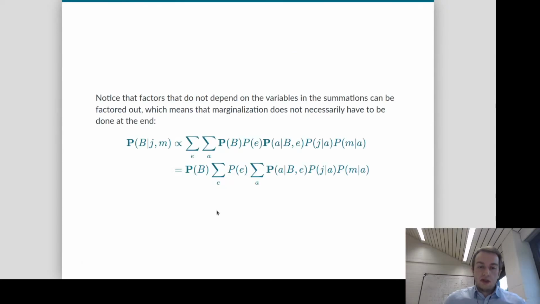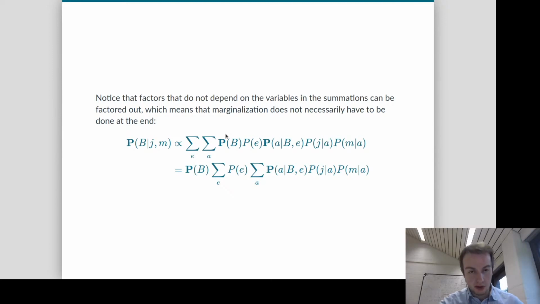So what you could notice is that the factors that do not depend on the variables in the summations can actually be factored out. You can just pull them over to the left, which means that the marginalization step does not have to be done at the end.